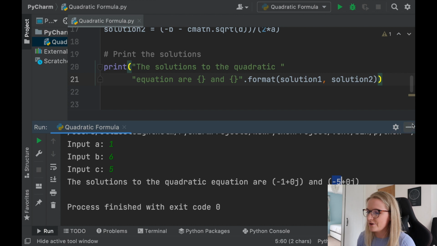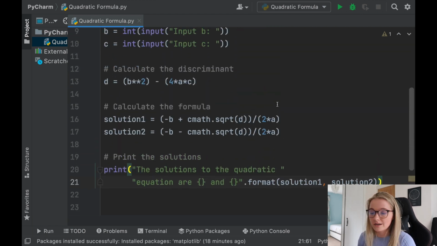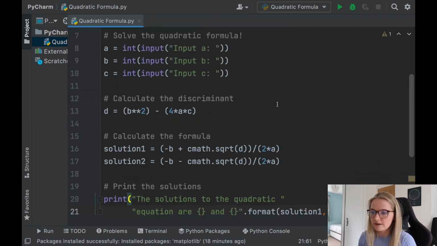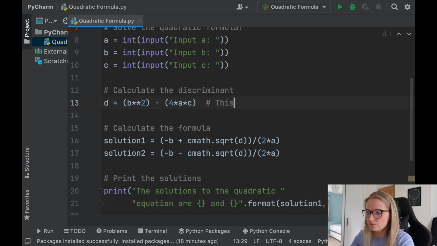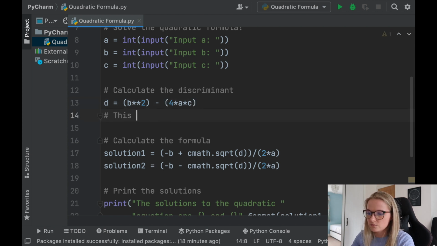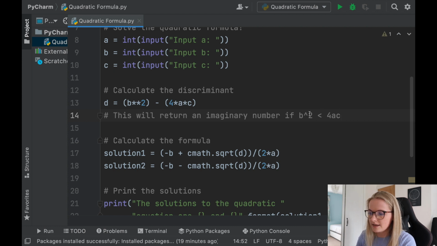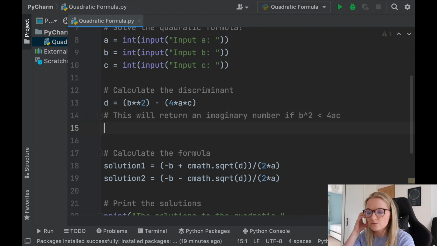How cool is that? Okay, so now what I'm going to show you is, let's say we have imaginary numbers. So let's say the discriminant is negative. I'll put here, this will return an imaginary number if b squared is less than 4ac. Because what will happen is if b squared is less than 4ac, then this will be negative.